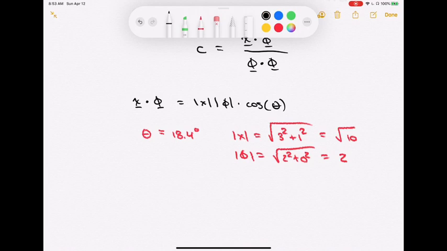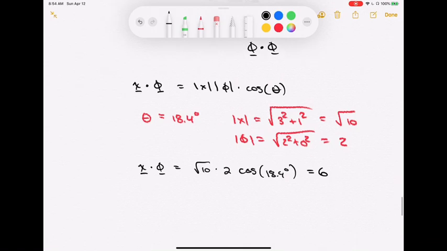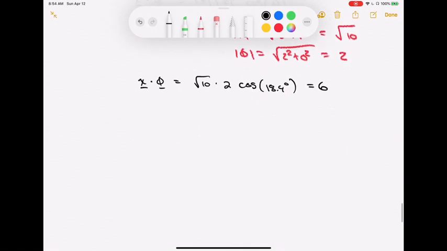So if I go back up to my expression, X dotted with phi is going to be equal to root 10 times 2 times the cosine of 18.4 degrees. And if you do that more accurately and carry that out on your calculator, what you get is a value of 6. I'll leave that as a calculator operation for you to do. Root 10 times 2 times the cosine of 18.4 degrees, at least as close as I can get with one decimal point, will give you a value of 6. It is actually an exact value of 6.